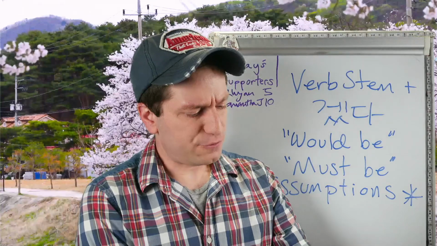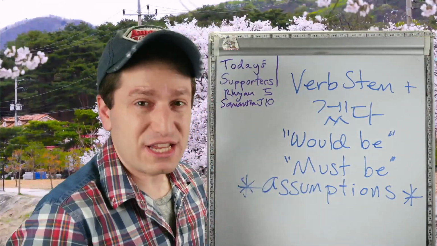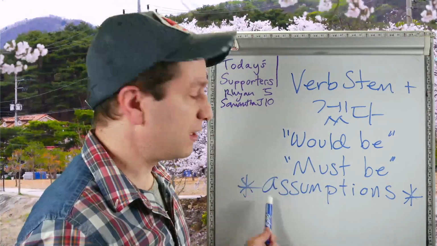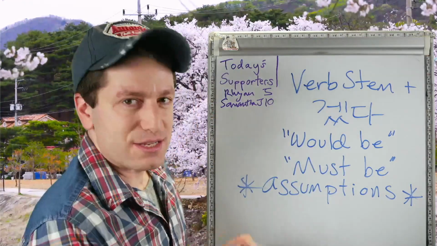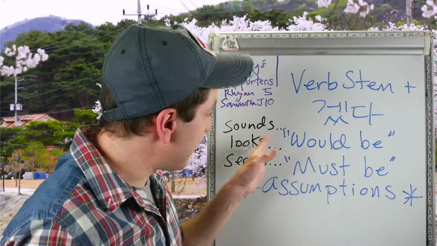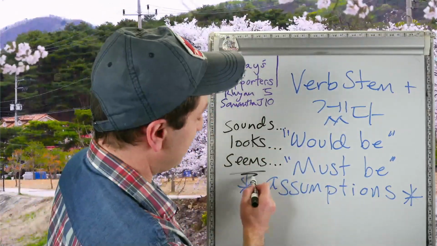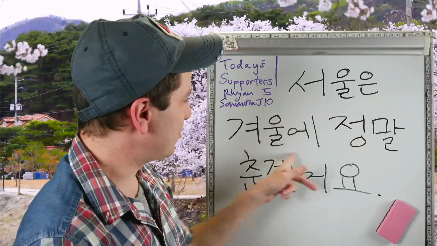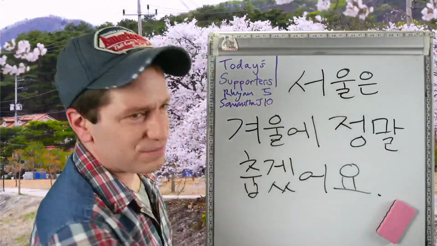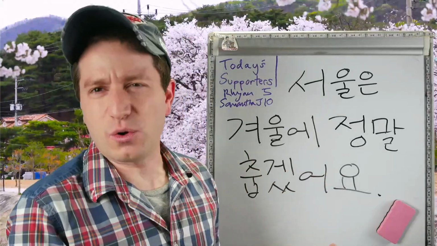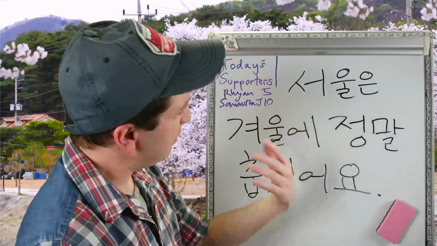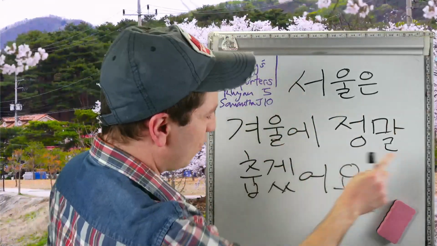Most of the time, when this form is used, it's not being used as the future tense, but it's actually being used to mean would be, or something must be, or just in general to make an assumption about something. Some common ways you might see it translated are, it sounds like, or it looks like something, or it seems like something. 서울은, Seoul, 겨울에, in the winter, 정말, really, 춥다, to be cold. So, 춥겠어요. Not it will be cold, but it must be cold. So it must be really cold in the winter in Seoul. 서울은 겨울에 정말 춥겠어요.